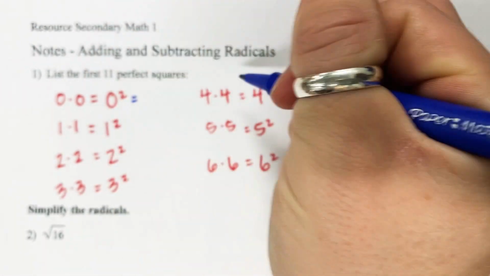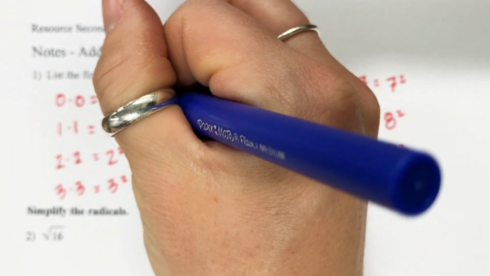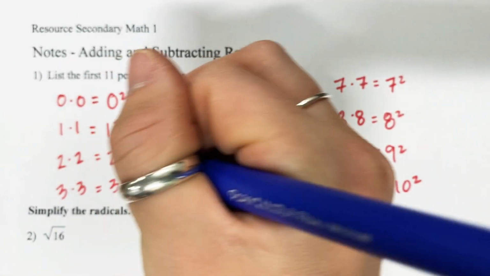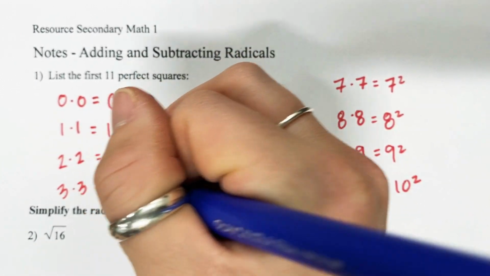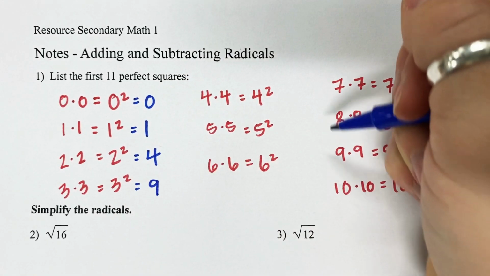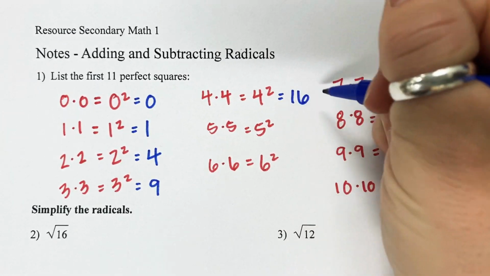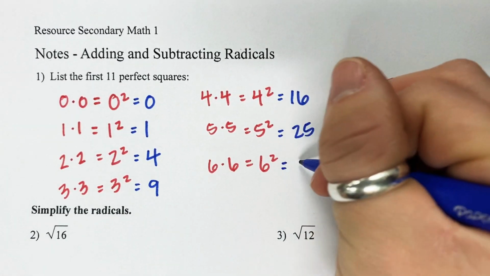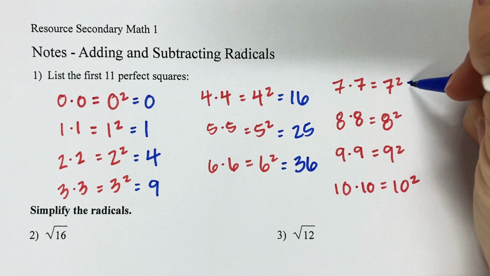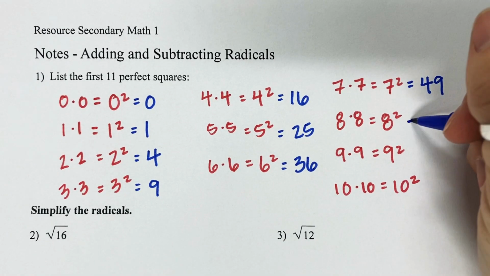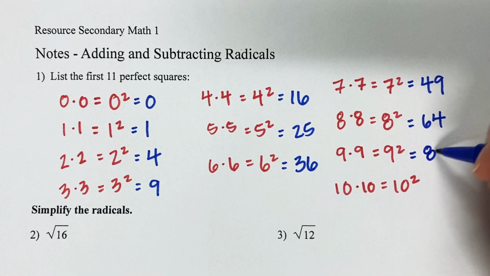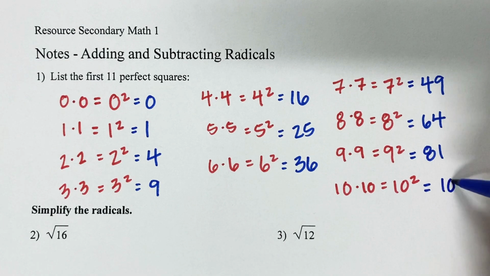0 squared, or 0 times 0, really equals 0. What is 1 times 1, or 1 squared? It's going to give me 1. 2 times 2, 4. 3 times 3, 9. 4 times 4, 16. 5 times 5, 25. 6 times 6 is 36. 7 times 7, 49. 8 times 8, 64. 9 times 9, 81. And 10 times 10 is 100.